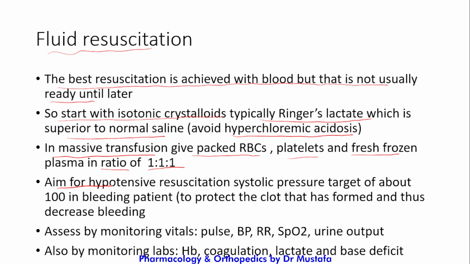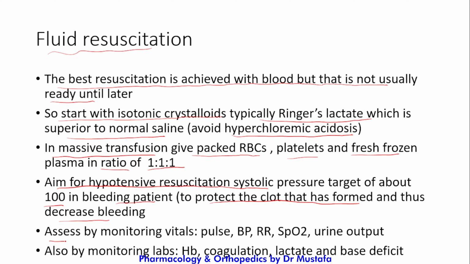And you aim for hypotensive resuscitation, a systolic pressure target of about 100 in bleeding patients, and that's to protect the clot that has formed and thus decrease bleeding. Because once you raise the systolic blood pressure above 100, the clots that are already formed would dislodge and lead to further bleeding.